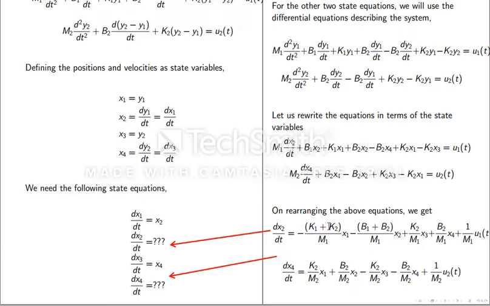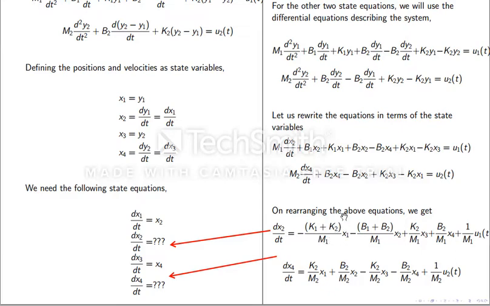So k1 plus k2 into x1, and to have only this dx2 by dt term on the left side, m1 is also brought to the other side. When it goes to the other side, it becomes a division, that is, m1 comes here. So this term is k1 plus k2 by m1 into x1.